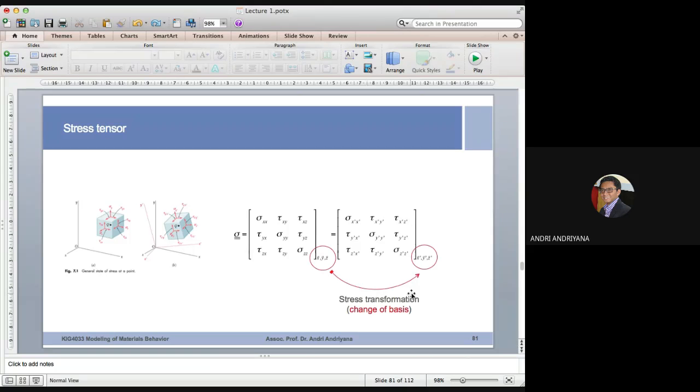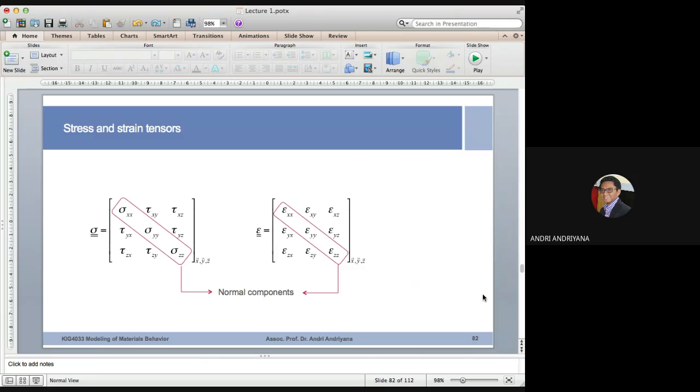It is through stress transformations, change of basis. When you learn in mechanics of materials, you know how to do stress transformations. So you look at a certain angle and so on and so forth. Here, we use more the transformations, change of basis, using the equation that I have mentioned before. Okay? So this is how we do it. Now, the next thing is, let's have a more detailed look at the stress and strain tensors.